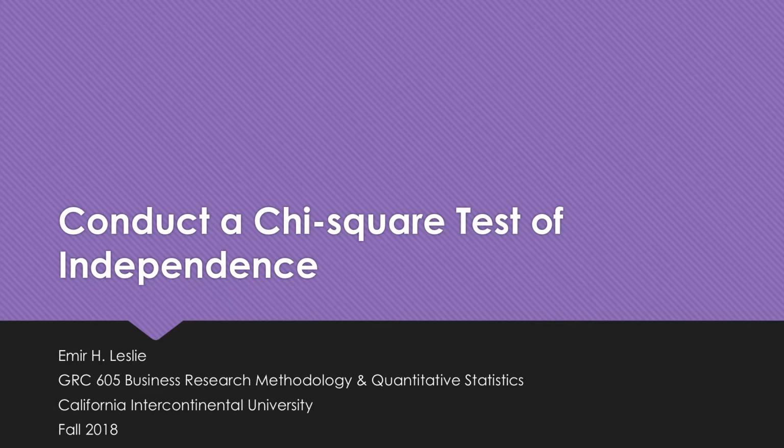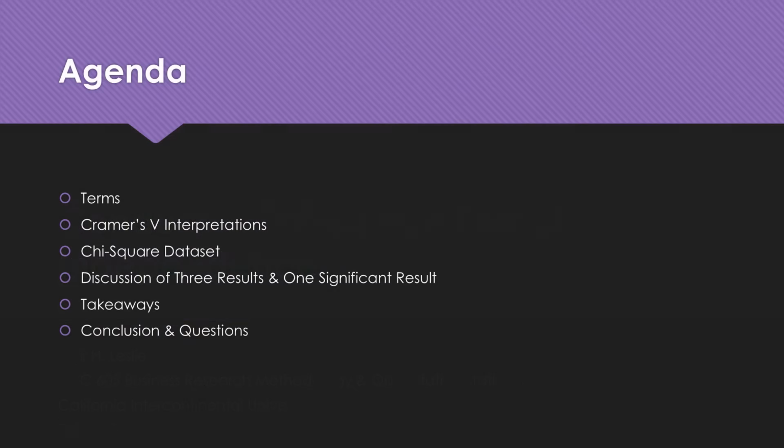Today we'll have a discussion on conducting a chi-square test of independence. This is our agenda. We're going to talk about the terms and definitions. We're going to go over Kramer's V's interpretations. Next, we're going to look at the chi-square data set, followed by the discussion of the three different data set results and the one significant result. We're going to talk about some takeaways after that, and then we're going to conclude and ask for questions.